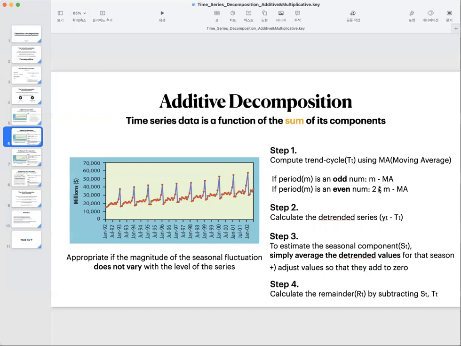And if any of you want to know the equation, please check out the references that I listed at the end. So yeah, let's move on to the next step.